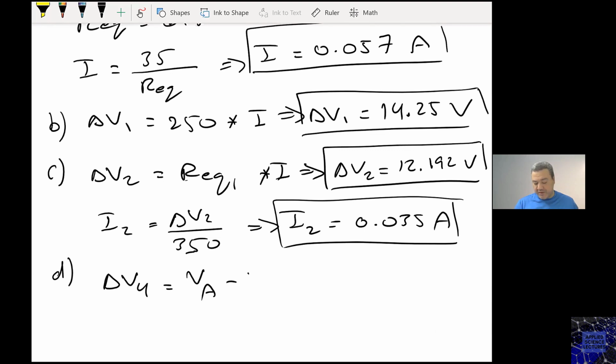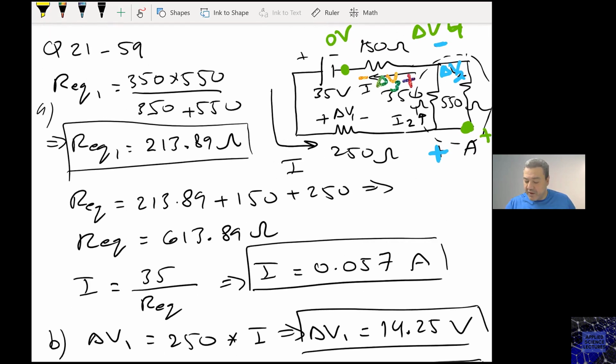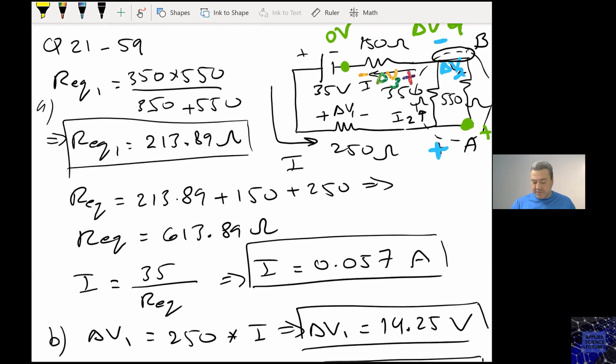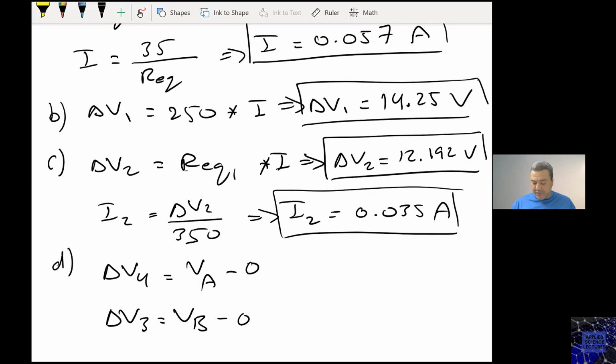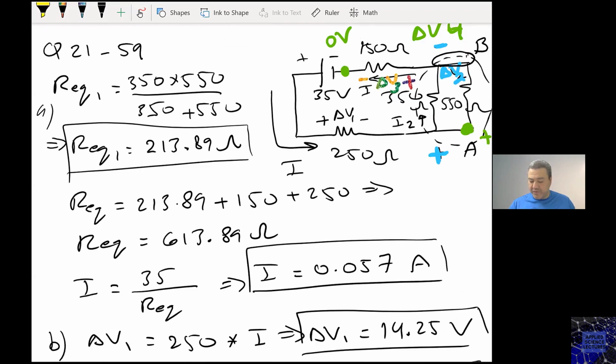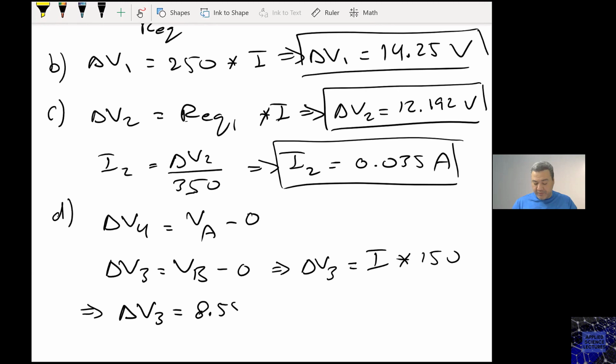is VA minus 0. And delta V3, if I call this point B, delta V3 is VB minus 0. However, I know delta V3 is the current I times 150. So delta V3 is I times 150, delta V3 is 8.55 volts.